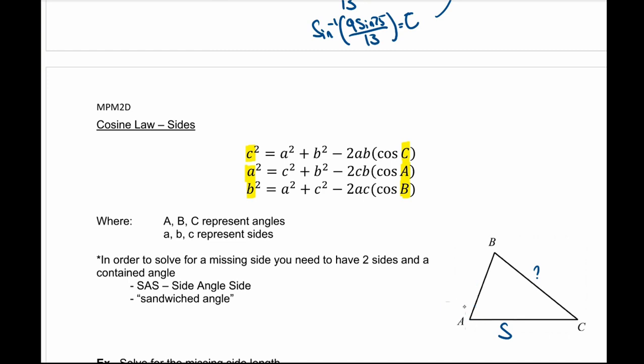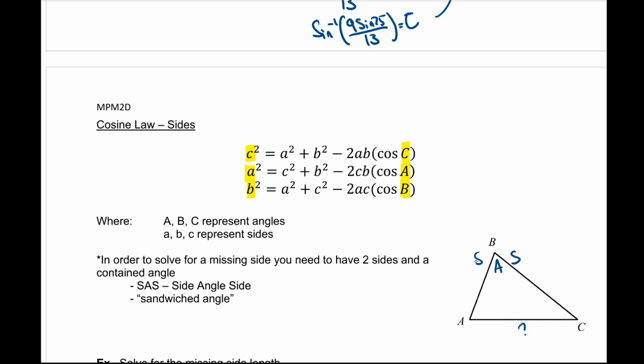So let's just say, for example, 10, 45 degrees, and 13. This is an example of a sandwiched angle. And again, it doesn't have to be this side. It doesn't have to revolve around A. It could be revolving around C, and we're looking for side C. Or it could be revolving around B, side, angle, side, and we're looking for side B.